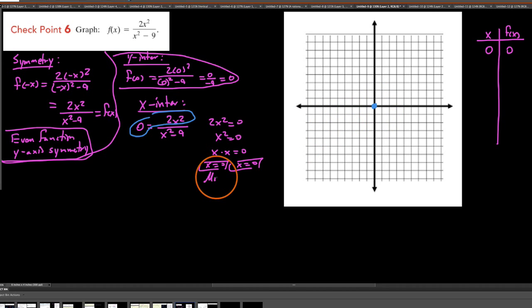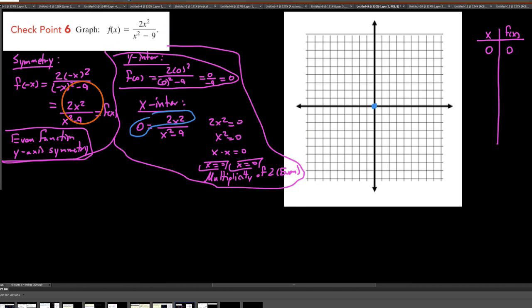What I'm going to note here is this has a multiplicity of 2, which is even. What this means is when our graph hits at 0 here, it's going to touch and turn around, but it's not going to cross at that point. Same rules we follow with polynomials. So now we have symmetry, y-intercept, and x-intercept.